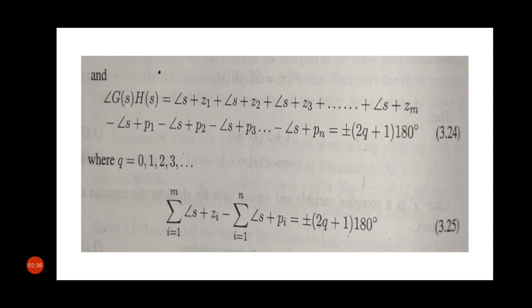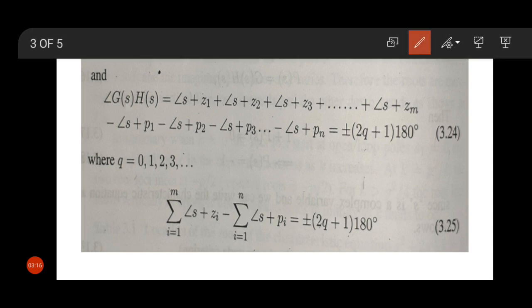For the angle, we can write angle of G(s)H(s) equal to angle of (s+z1) plus angle of (s+z2) plus angle of (s+z3) up to angle of (s+zm), minus angle of (s+p1) minus angle of (s+p2) minus angle of (s+p3) up to angle of (s+pn), equal to plus or minus (2q+1) times 180 degrees. This is equation 3.24.